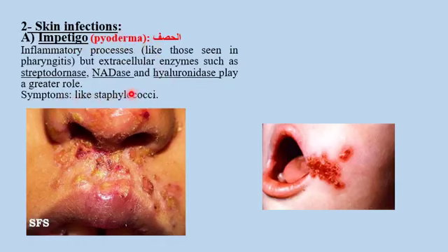I will remind you of the symptoms, which are thin walled vesicles that burst and then form a crust over them, and they are present around the nose and around the face, around the nose and mouth. So this is the first skin infection.